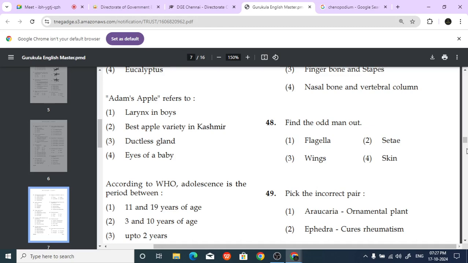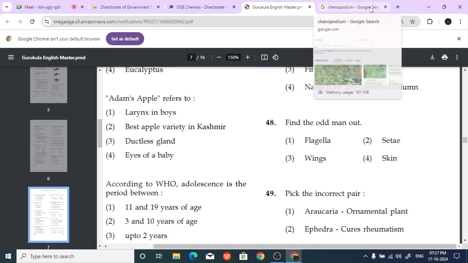Find the odd man out: flagella, seta, wings and skin. I don't know. I think wings, skin. I'm not very sure. Maybe skin, that's my guess. But you can go and find out. Flagella. Okay, we will find out here itself.